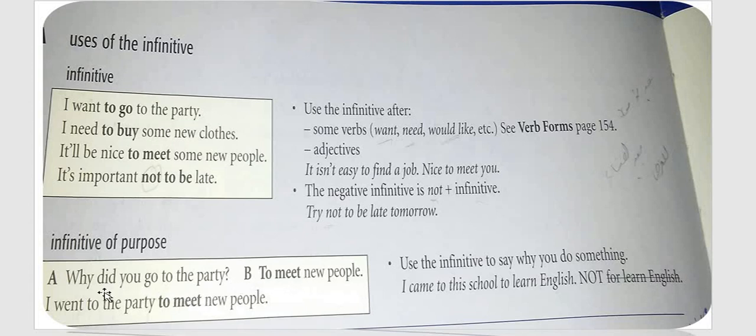Here we use the infinitive to say why you do something. I came to the school to learn English. Came verb, learn verb. So we separated between them by using what? To. أنا أتيت إلى المدرسة لأتعلم اللغة الإنجليزية. Okay, this is the rule.